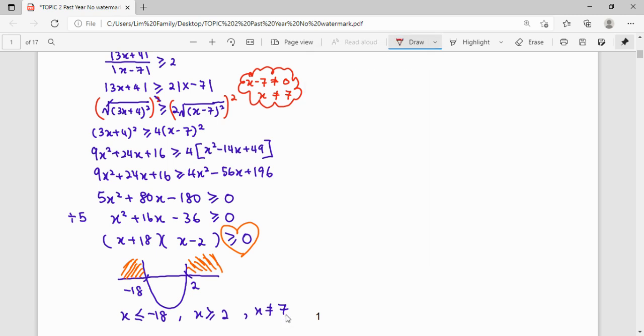So we review this question, how to get these 6 marks. First, you must write clearly that your denominator cannot equal 0. This is a basic thing, which will give you 1 mark. And then in order to solve this inequality, it needs the concept of multiplying this denominator to the right hand side and squaring both sides to remove the modulus.